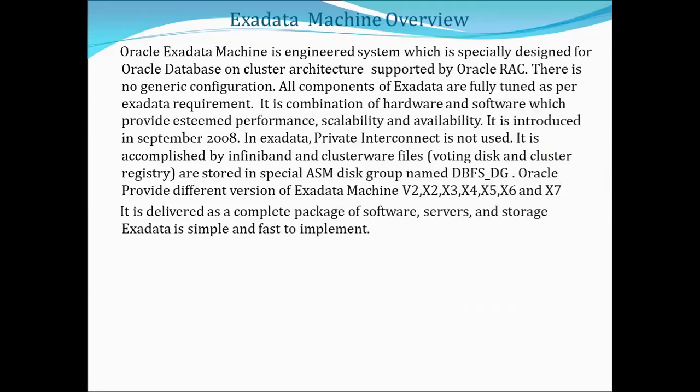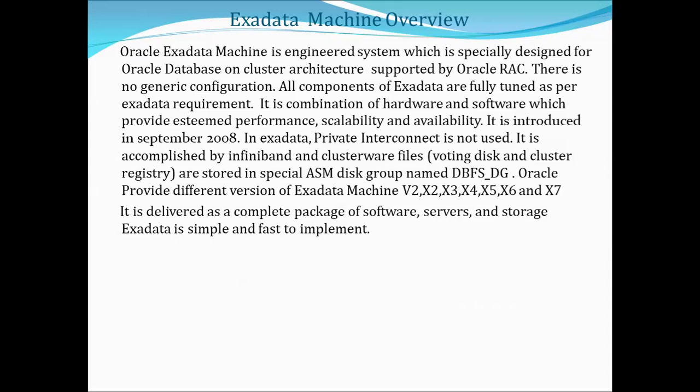Oracle Exadata machine is an engineered system which is especially designed for Oracle database on cluster architecture supported by Oracle RAC. There is no generic configuration. All components of Exadata are fully tuned as per Exadata requirements. It is a combination of hardware and software which provides extreme performance, scalability, and availability, and was introduced in September 2008. In Exadata, a private interconnect is not used. It is accomplished by InfiniBand and the clusterware file.